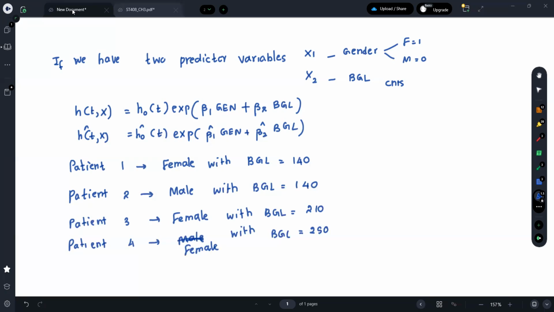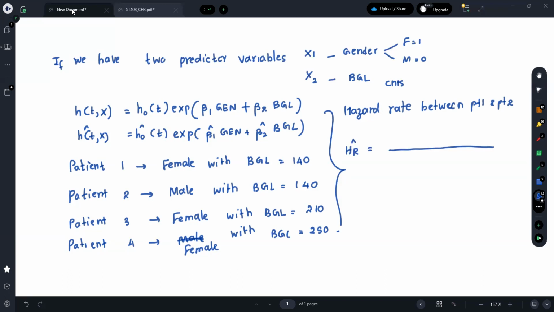Now you want to compare the hazard. When you compare the hazard, the opposite is the survivor, so both are there. Now for this data, can you find the hazard ratio between patient 1 and patient 2? Write it like this: hazard ratio estimated. At the top, you can write this function for female, blood glucose level. And then for patient 2, male, blood glucose level is there. Try to write down the top and the bottom, then you'll see how we can calculate the hazard ratio.